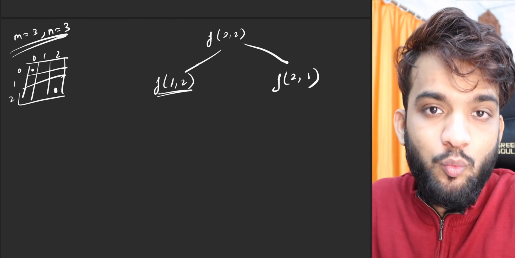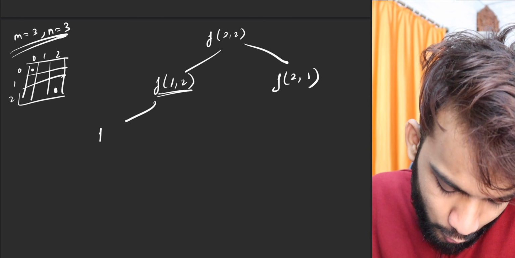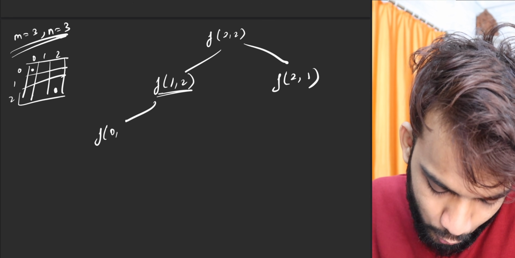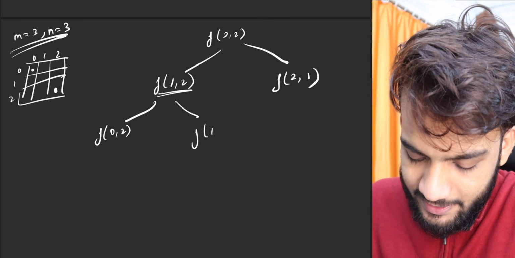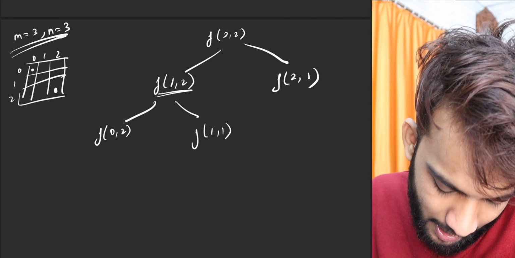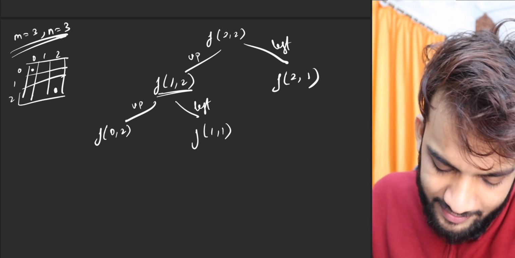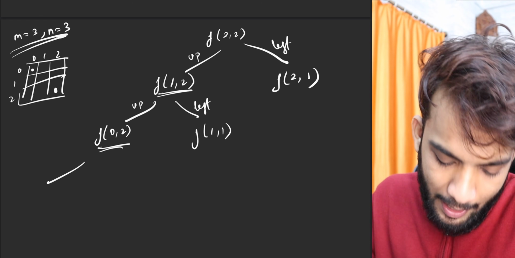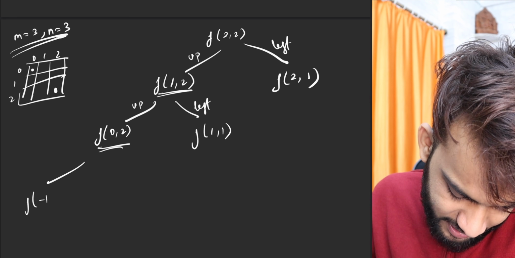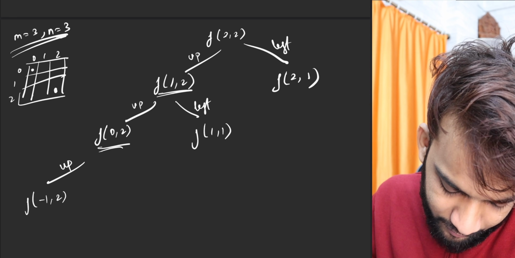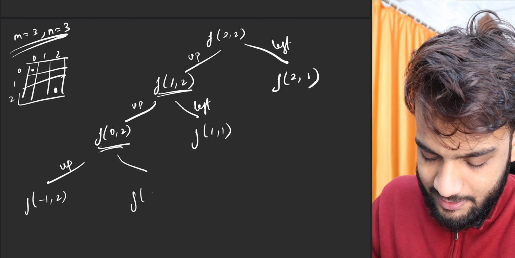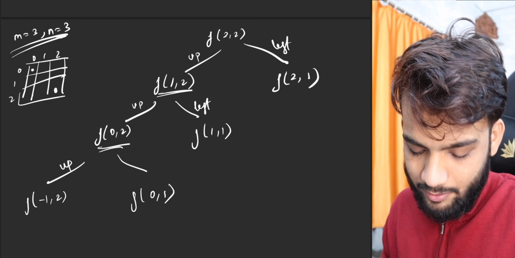Now f of 1 2, where can it go? It can go to f of 0 2, and it can go to f of 1 comma 1. So this is the upward direction, this is the left direction. Now where can f of 0 2 go? It can again go up, which is minus 1 comma 2, and if it goes to the left, it's 0 comma 1, correct?